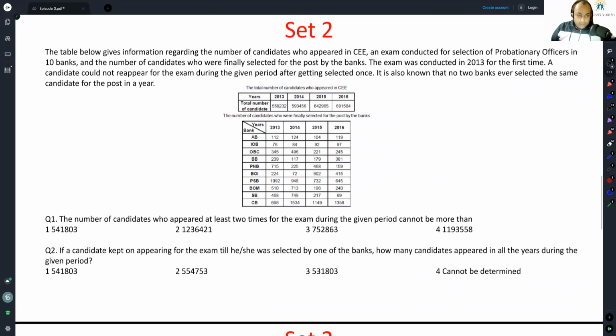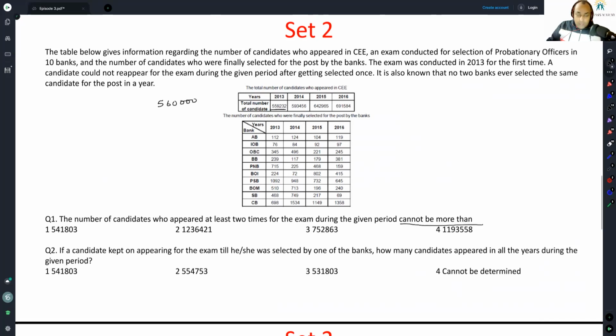The first question is, the number of candidates who appeared at least 2 times for the exam during the given period cannot be more than. Okay? Cannot be more than. So we are looking for the maximum possible number of people who appeared for this exam twice. First thing I know, in 2013, how many people appeared for the exam? 5,60,000. I'm not a huge stickler for writing down precise numbers.